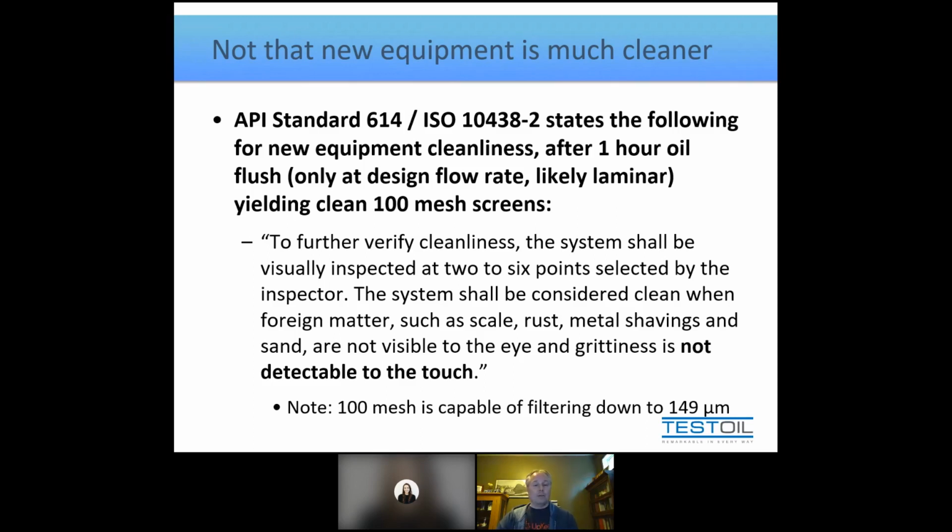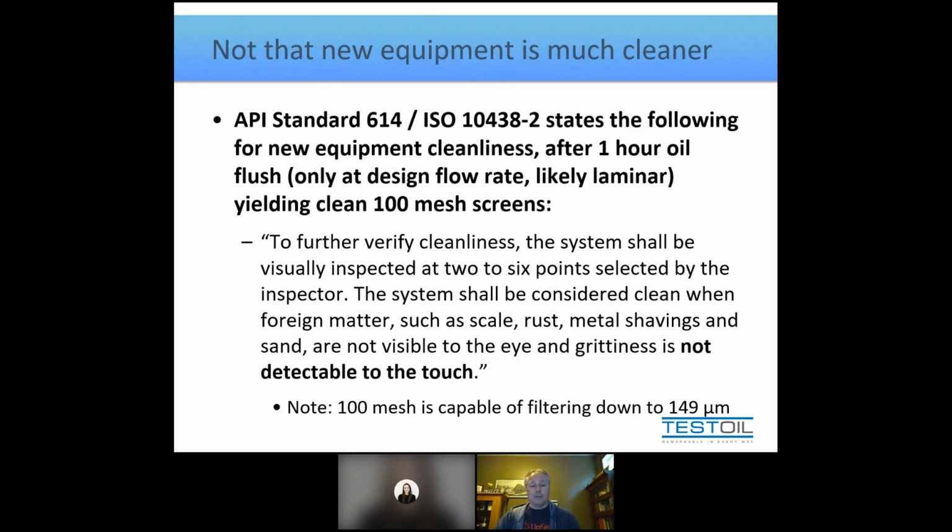So my issue with that, and I'll get on into this on the next slide, is that system pumps tend to run at a very low flow rate that ends up usually within the laminar region. So if you're not familiar with what laminar flow is, I'll explain that on the next slide. But for those that understand, you start to see where I'm picking this apart. It's not turbulent. It's not going to be having a good cleaning effect. Now, to top this all off, it says this 1 hour flush at a low flow rate is to yield clean 100 mesh screens. If you're not familiar with mesh sizes, I've got a note there at the bottom that says 100 mesh is approximately 149 microns.